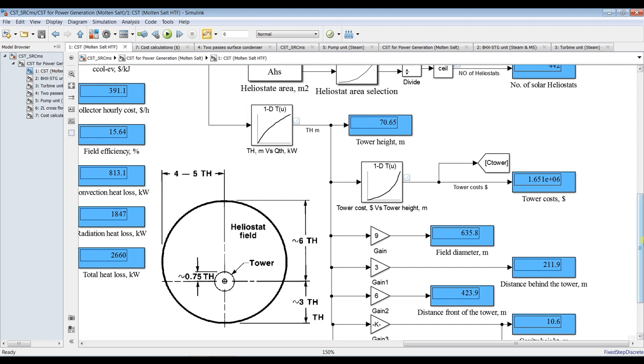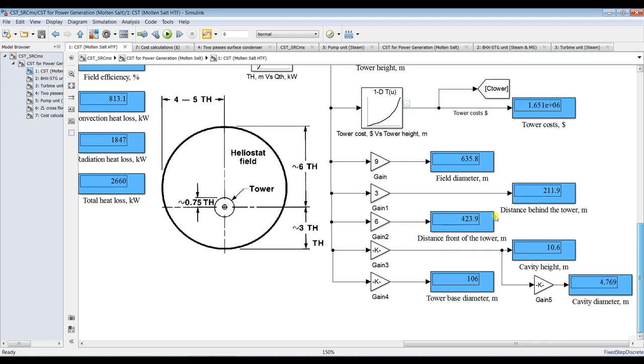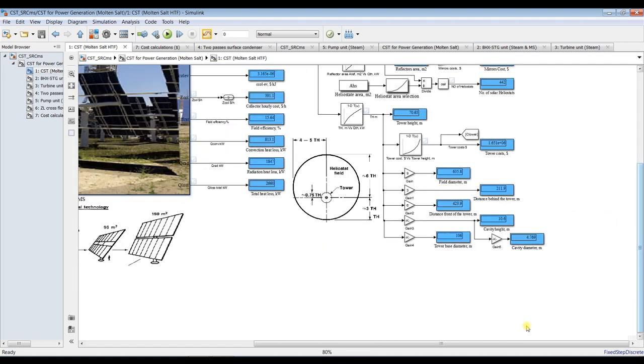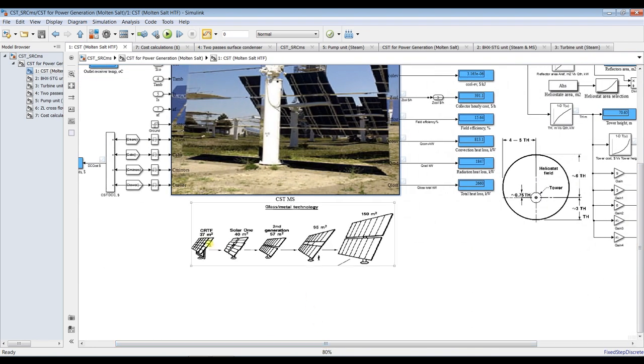and tower costs, field diameter, what is your field diameter, what is your distance behind the field, distance in front of the tower, cavity height, cavity diameter, what is your tower base diameter, okay. So all of this is design data, and as you can see here, I'm using the fifth generation of mirrors.